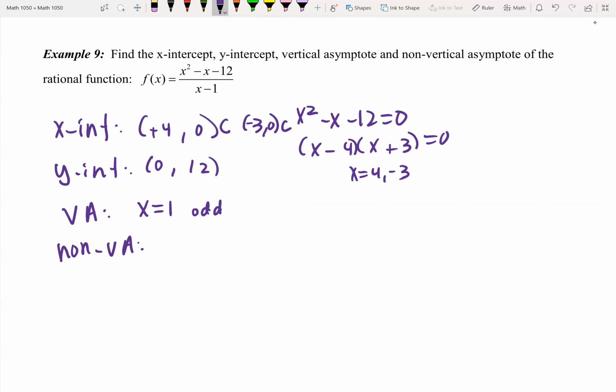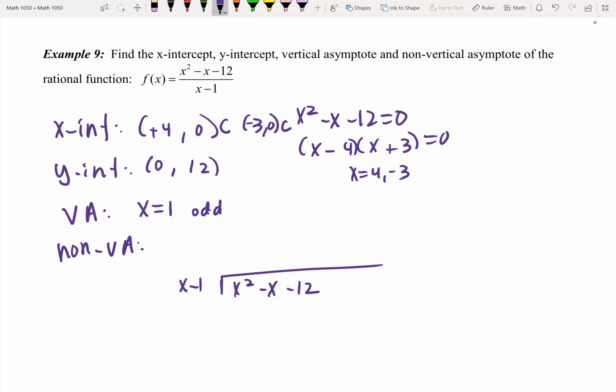How do I find the oblique or slant? Long division. So I go x minus 1 into x squared minus x minus 12. Those x-intercepts I wrote wrong. They are 4, 0 and negative 3, 0. I don't know what I said, but that's what they're supposed to be.